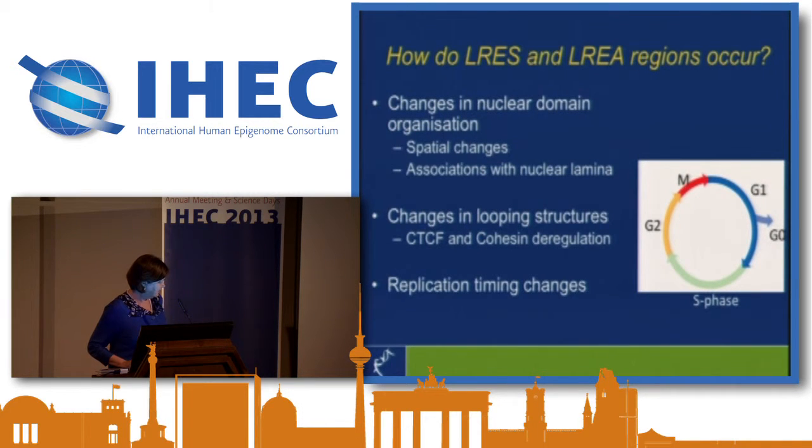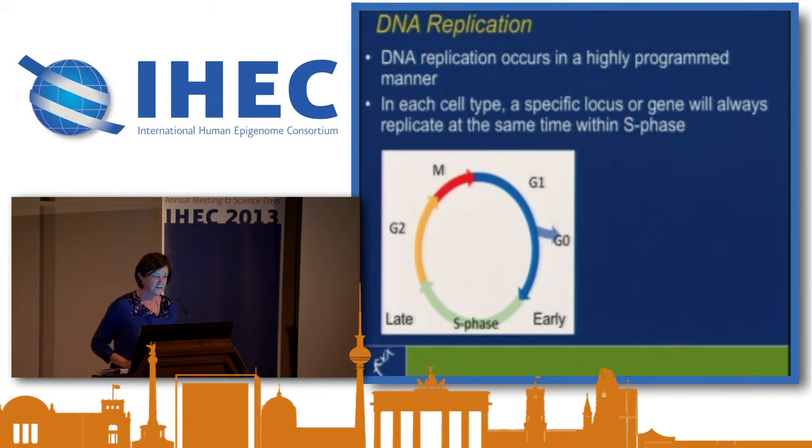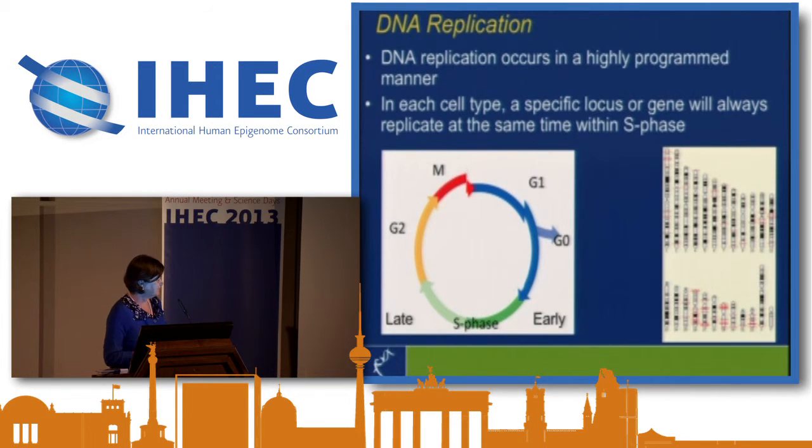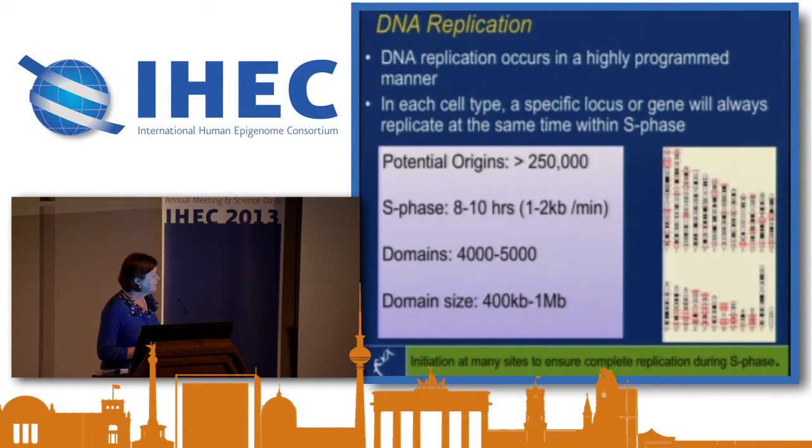So today, just in my remaining time, I'm going to talk to you about our new work on replication timing in these cancer cells. Just to remind everybody, replication is a highly programmed process that occurs in each cell, and a gene will always replicate at the same time within S phase. There are multiple initiation sites, and this is important to ensure complete replication during the S phase. In mammals at least, nearly 250,000 potential origins of replication have been estimated.